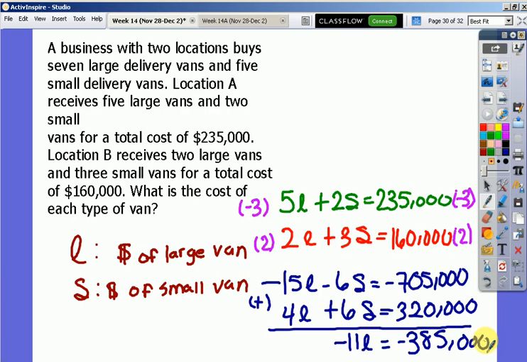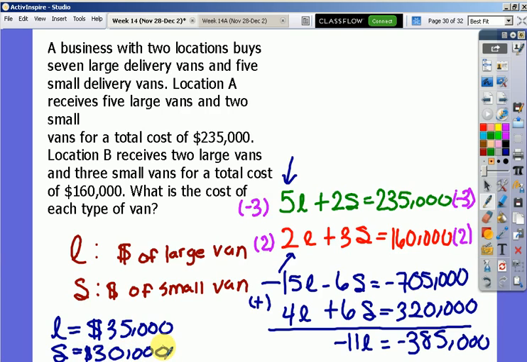Right, you're going to divide by negative 11. When you divide by negative 11, you end up with the cost for your large van, which is going to be $35,000. Now, to find the cost of the small van, what do I do? Plug it back into one of the original equations. So either the green here or the red here. It doesn't matter which one, and when you do that, you get the cost for the small van at $30,000.